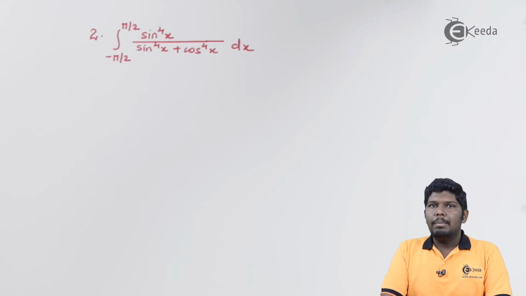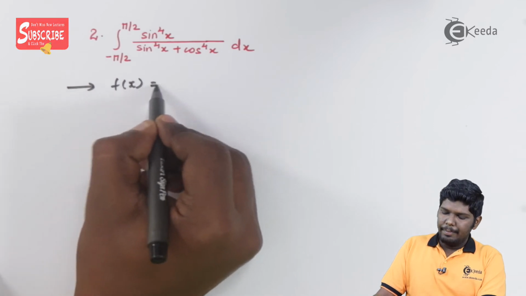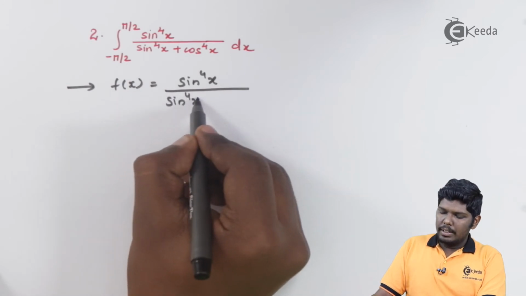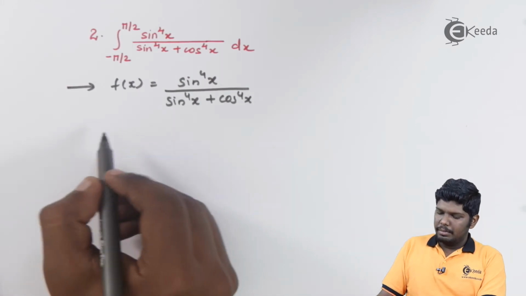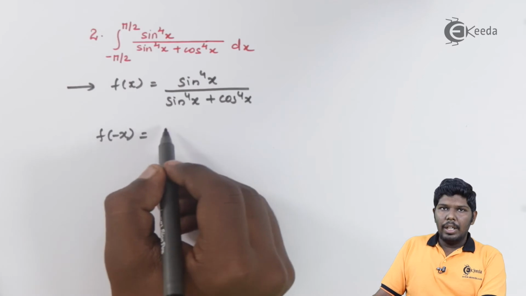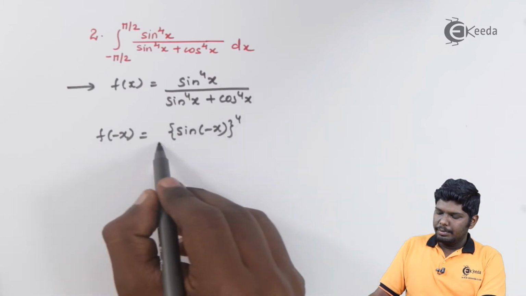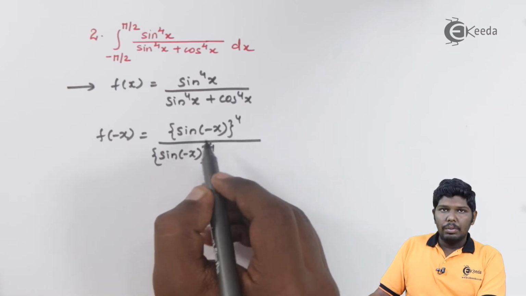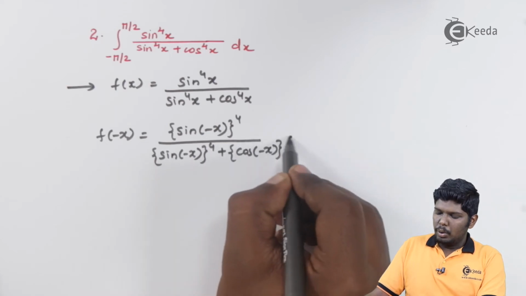So therefore, the first step that we are going to follow is to check whether it is an even or an odd function. For that, we will consider f of x as sin raised to 4x upon sin raised to 4x plus cos raised to 4x, and put x as minus x. That will give you sin of minus x the whole raised to 4 upon sin of minus x the whole raised to 4 plus cos of minus x the whole raised to 4.